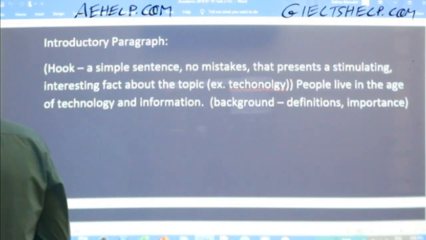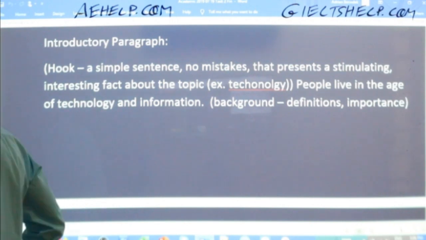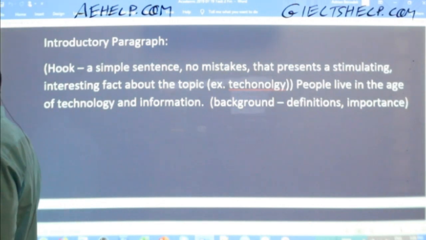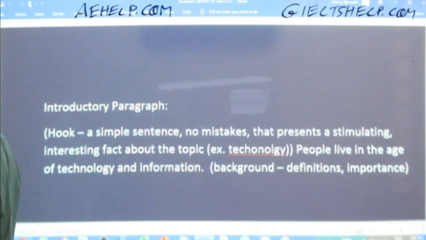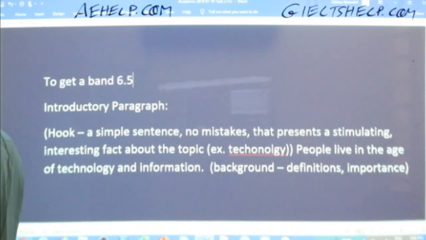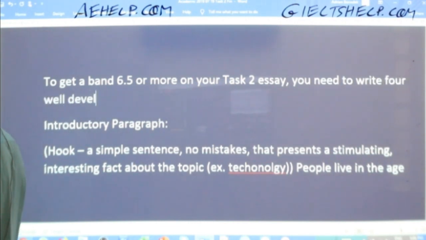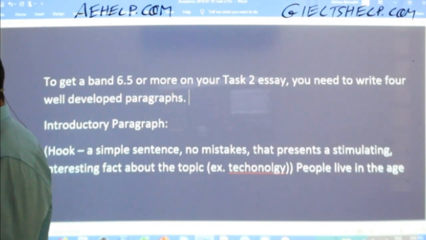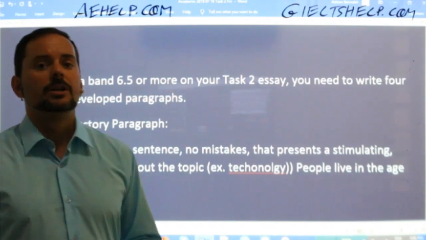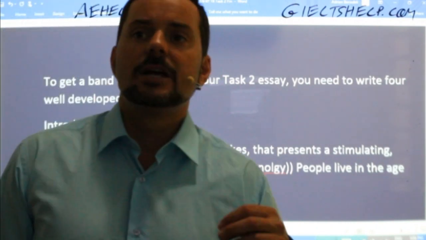Students, remember that if you're looking to get a band 7, 8, even a band 9, you don't need to write more than 4 well-developed paragraphs. To get a band 6.5 or more on your Task 2 essay, you need to write 4 well-developed paragraphs. It means a good introduction, 2 good body paragraphs, and a good conclusion.